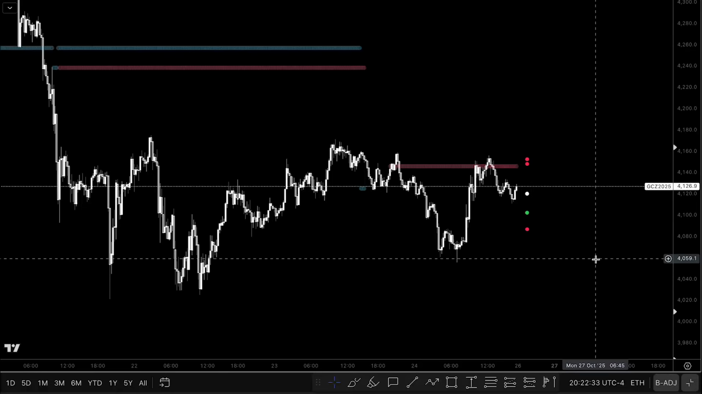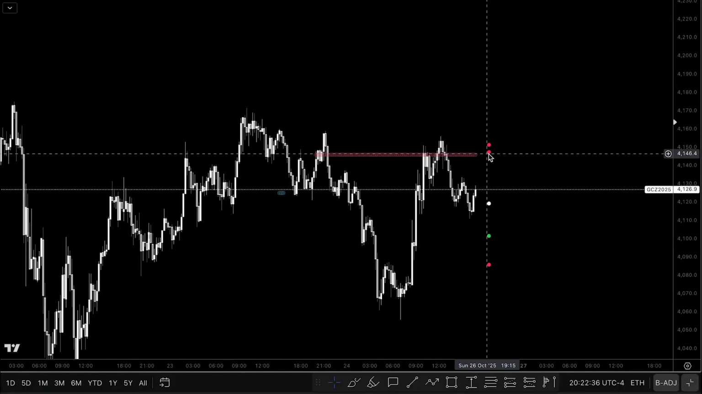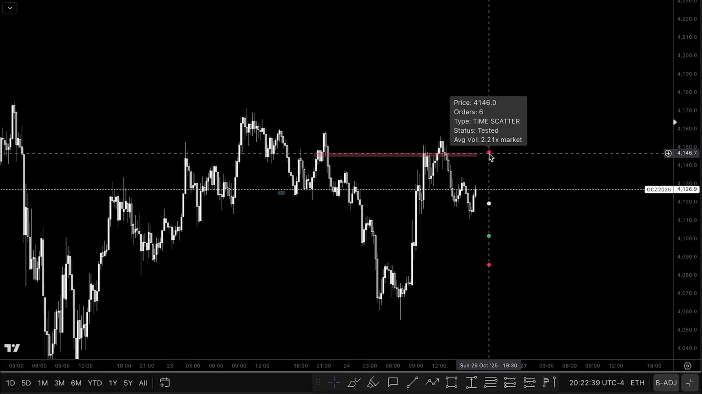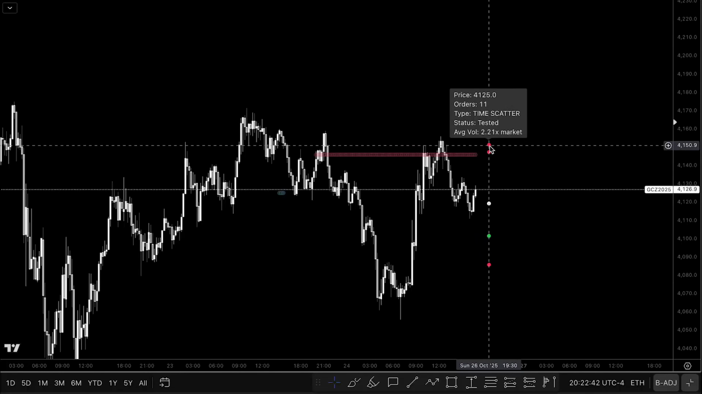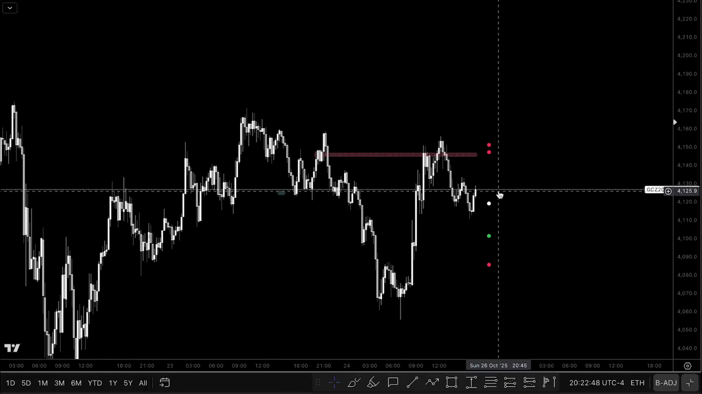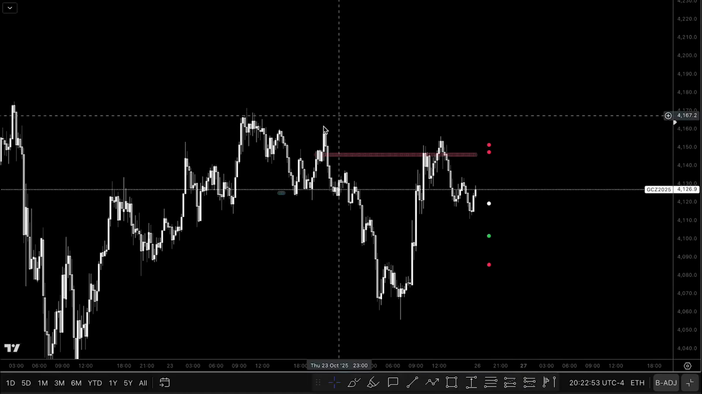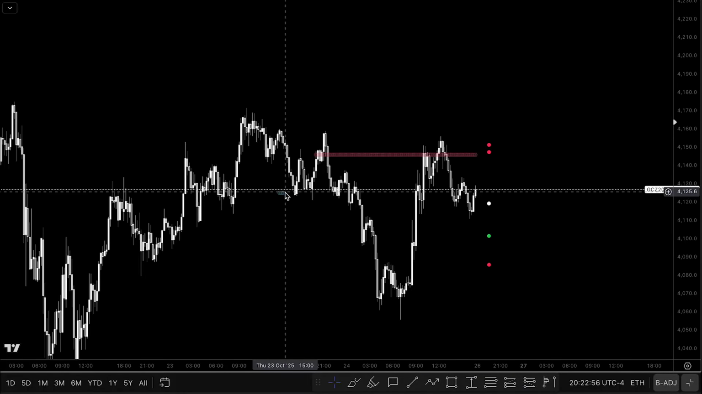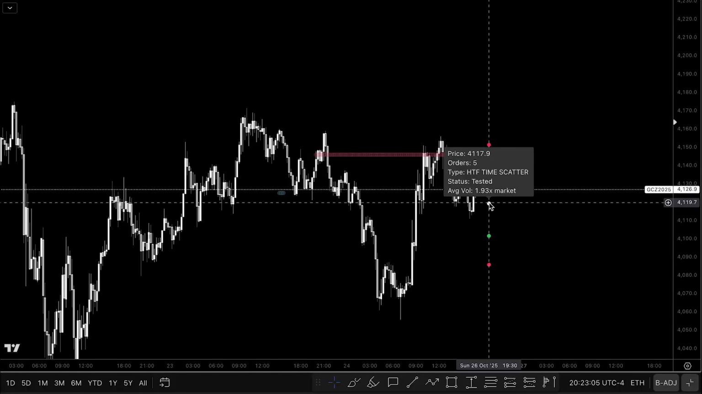Let's have a quick look through some of these bubbles. 4146, okay, it's in and around that price range. 4125, okay. Here's an example of where that is referring to what looks to be new icebergs forming at this level, which was an old iceberg. 4125, yep. So they're back at it, protecting that level. Here in white, so it's either going to be orange or white, but here you can see in white, that's a high time frame time scatter iceberg, and that's at 4117.